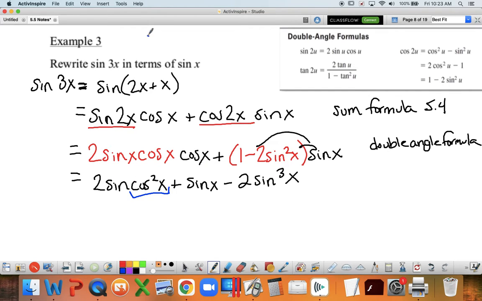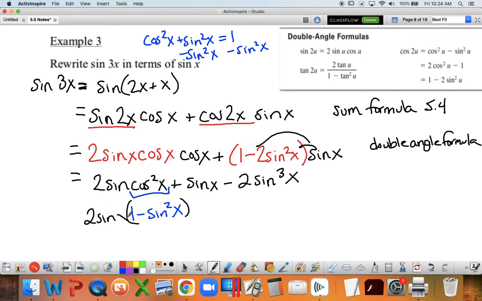Well, remember our Pythagorean identity that says this. If I subtract sine squared x from both sides, I can change this to 1 minus sine squared x. So I have 2 sine x times that, plus that. All right, I'll write down here I distributed. Here I'll write Pythagorean identity.